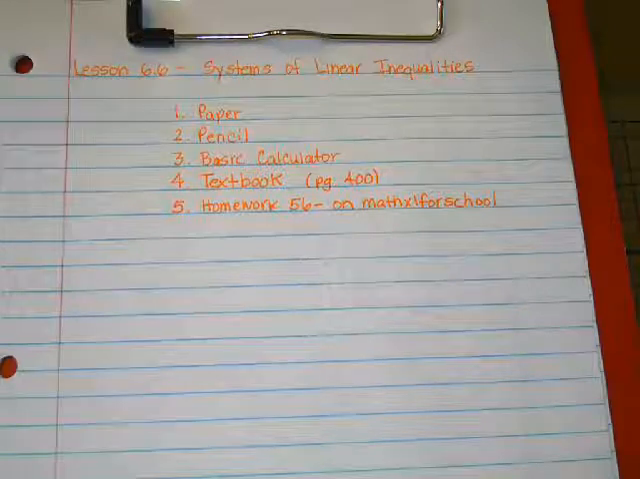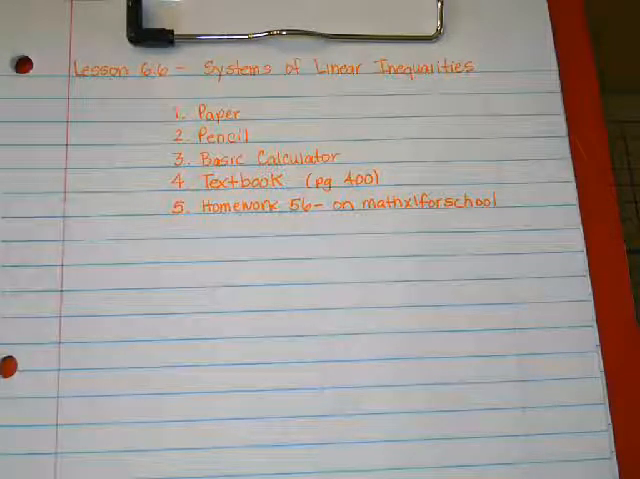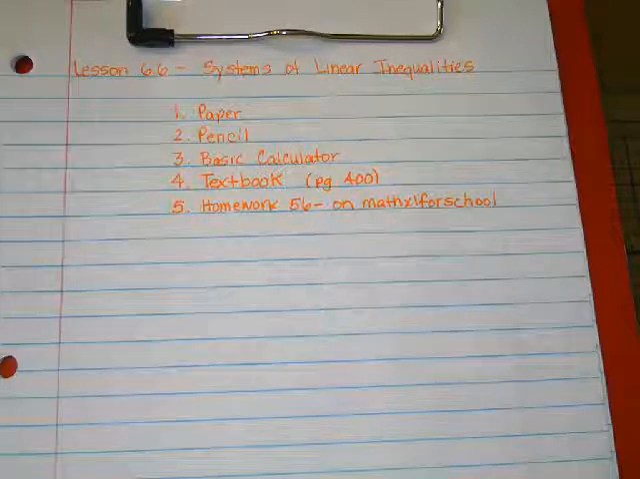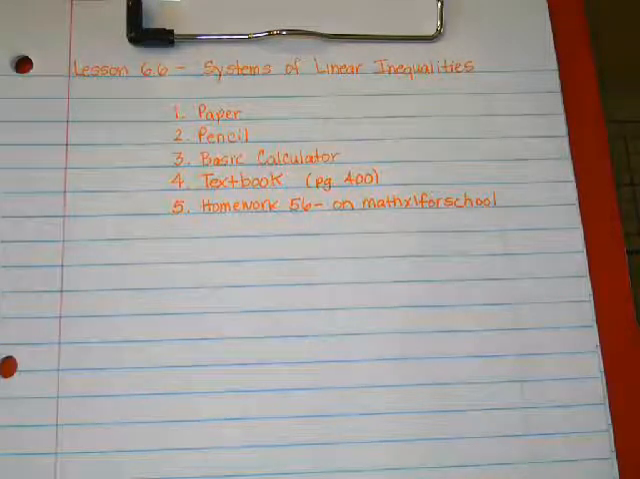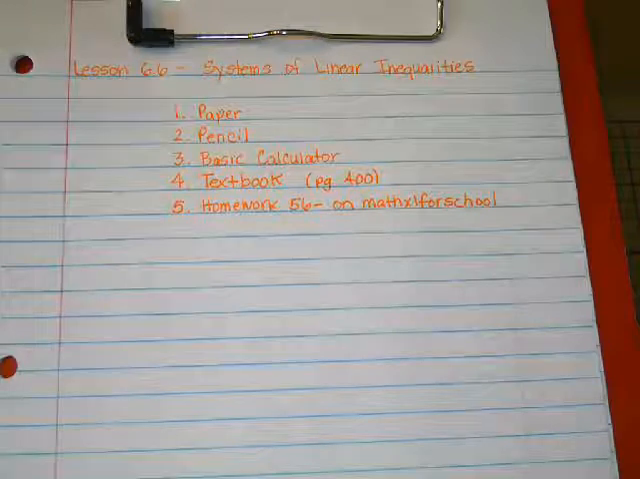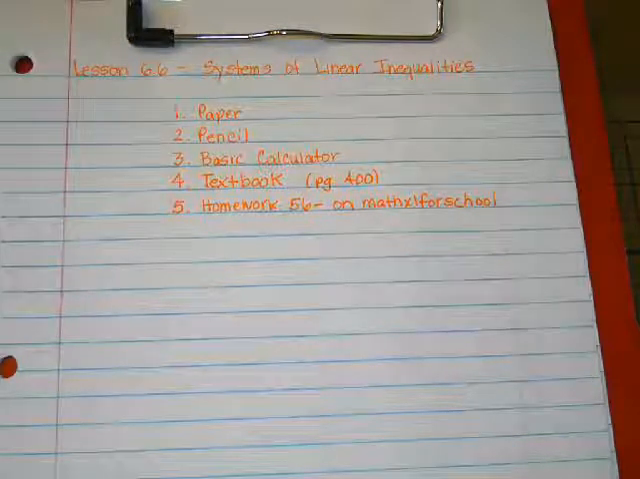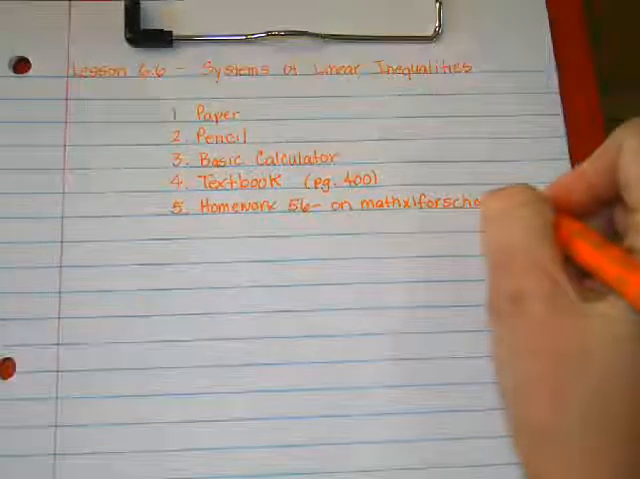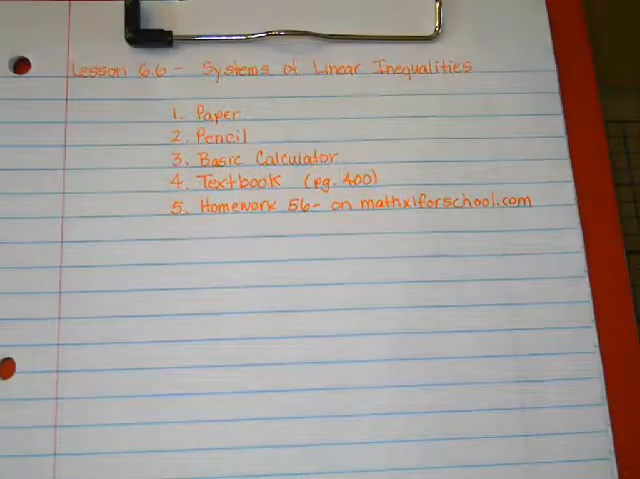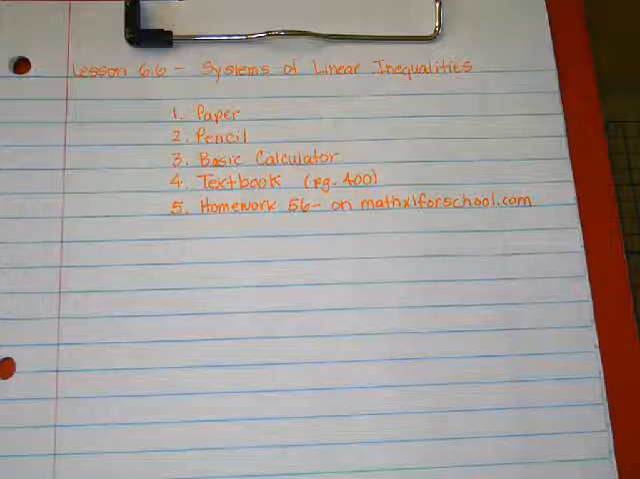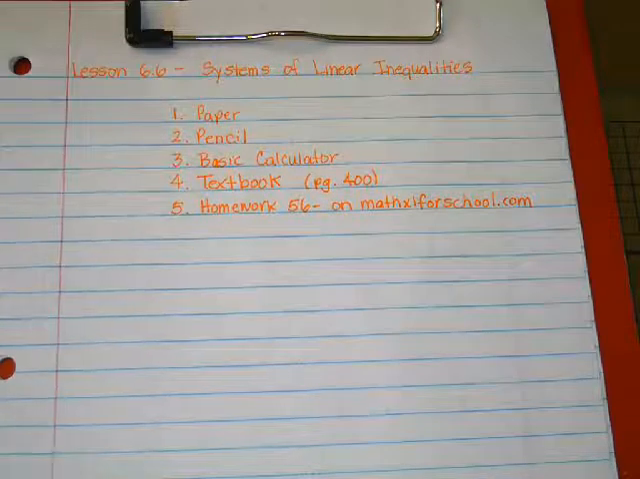So for today's lesson, you're going to need some paper, a pencil, a basic calculator, your textbook, which will be on page 400. And then you're going to need to access your homework 56, which is online at MathXL for School. Make sure that you go there and use your login information. That's where you're going to find the homework, just like you found last night.